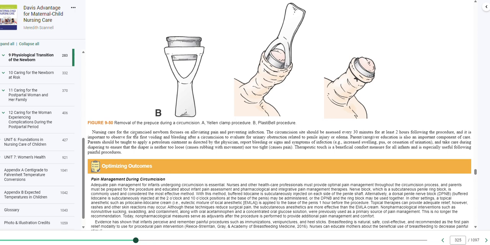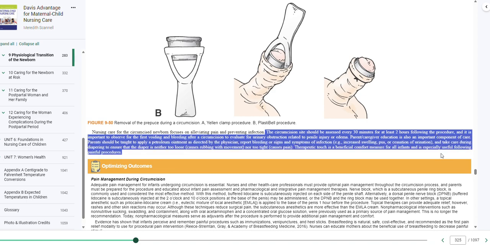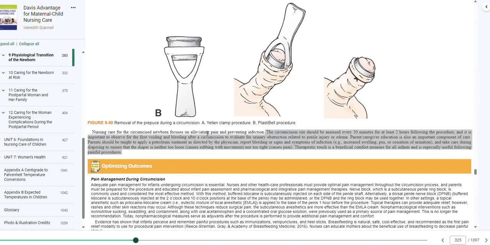Wink and a lollipop, though. The circumcision site should be assessed every 30 minutes for at least 2 hours following the procedure, okay? It's important to observe the first voiding after the circumcision, okay, and bleeding after circumcision, to evaluate urinary obstruction or penile injury or edema, okay.